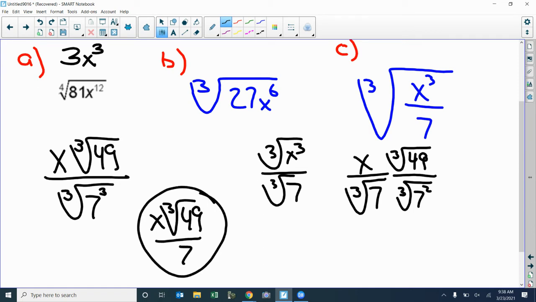Now, they're still the same, okay? They mean the same thing. We just changed how they look. We changed them by rationalizing. What did we rationalize? We rationalized a cube root, not a square root, which is a little different. Questions there?